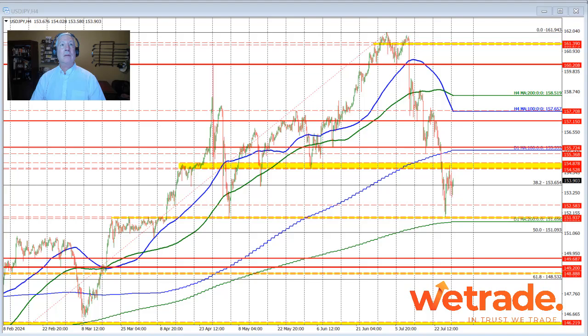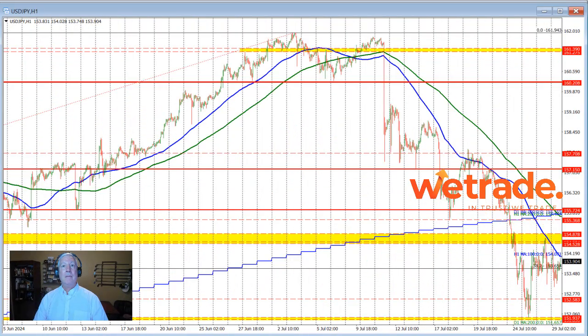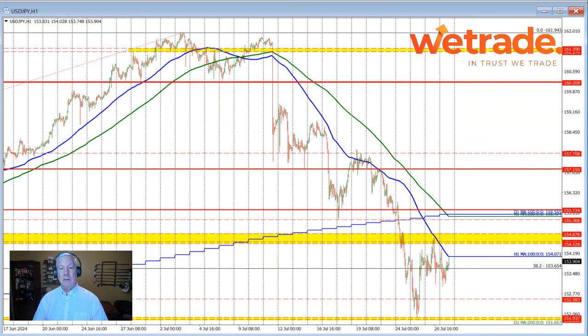Taking a look at the hourly chart to see if there are any clues. Well, there you go. We found resistant sellers against the 100-hour moving average here on Friday, and again in trading today. So not only did that swing area provide resistance from sellers, but also the falling 100-hour moving average. We're moving back toward that 100-hour moving average in the ups and downs that we're seeing in trading today.